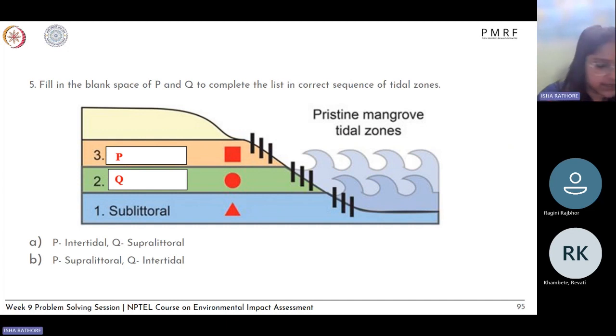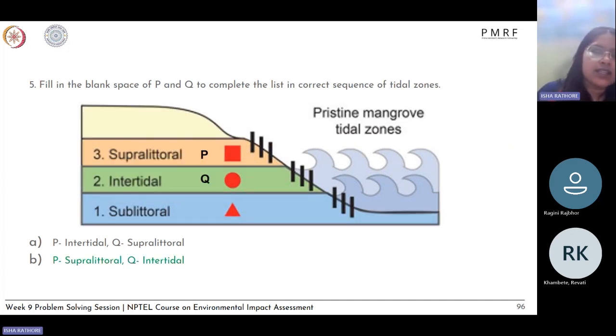Okay, so this can be slightly tricky. The correct answer is B, that is, P is the supralateral zone, the first zone which we see, and Q is the zone which follows the supralateral zone, which is the intertidal zone, and then we have the sublateral zone. So the correct order is P is supralateral and Q is intertidal. So B is the correct answer. Okay, moving on to the next question.